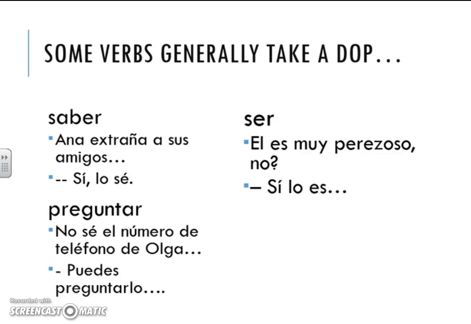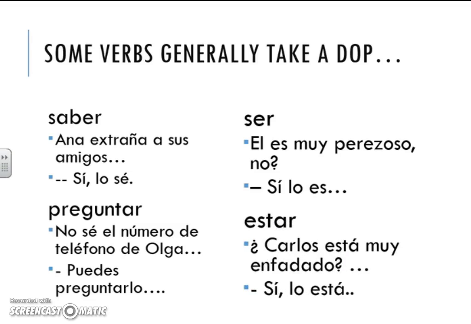Next verb that takes a direct object pronoun quite a bit is "ser." You've probably never realized this, but it says, "él es muy perezoso, ¿no?" Okay, so he's very lazy. "No" there is like saying, right? And you're saying, yeah, it's true. "Sí, lo es." You're saying he is it. Yes, he is it. The "lo" there is actually replacing the idea of being lazy. Okay, so that's kind of new this year.